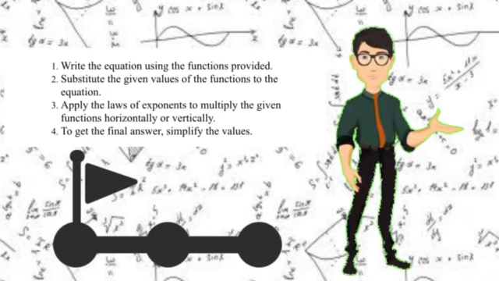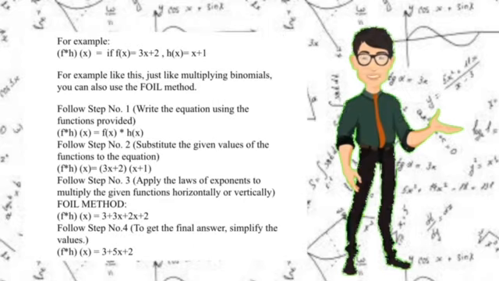4. To get the final answer, simplify the values. For example, f times h(x) equals, if f(x) equals 3x plus 2, h(x) equals x plus 1. For example like this, just like multiplying binomials, you can also use the FOIL method.